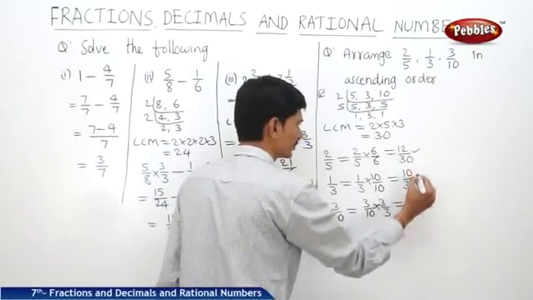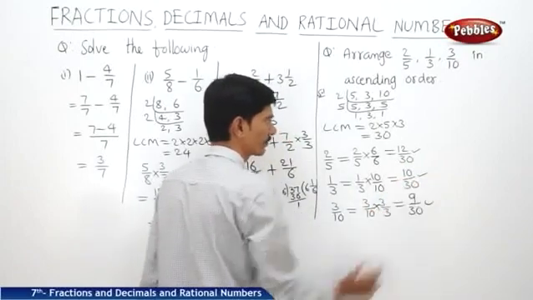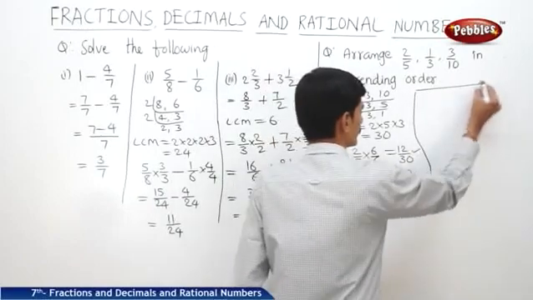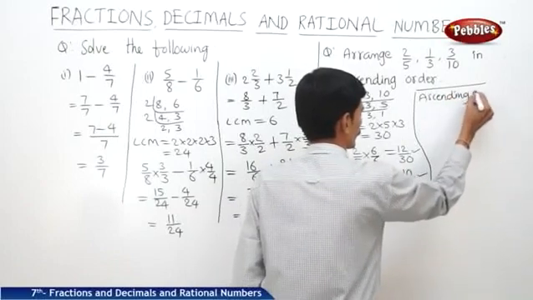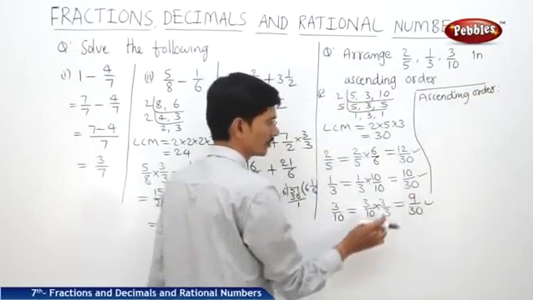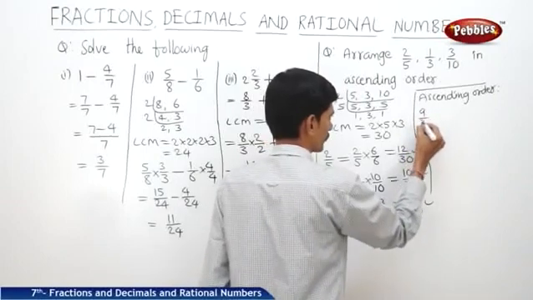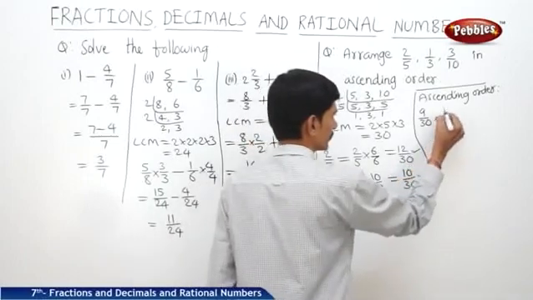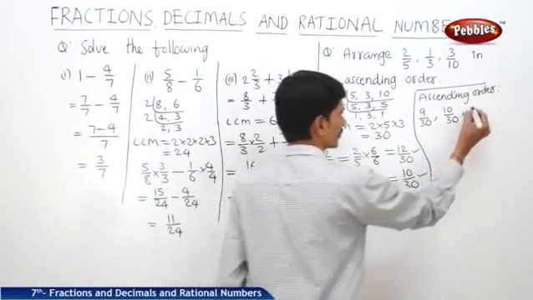Now if you observe the fractions, they have the same denominator, so these are like fractions. Now we can arrange them in ascending order or in descending order. Now the smallest fraction is 9 by 30. Next largest is 10 by 30. Next largest is 12 by 30.